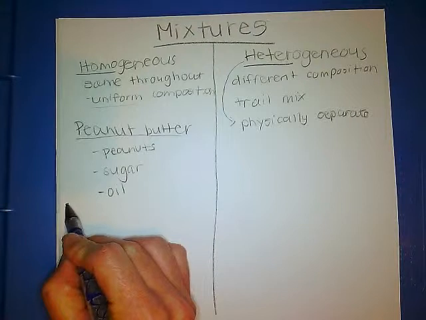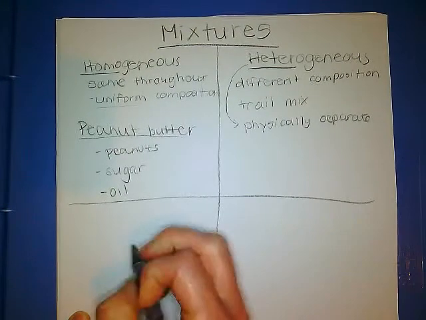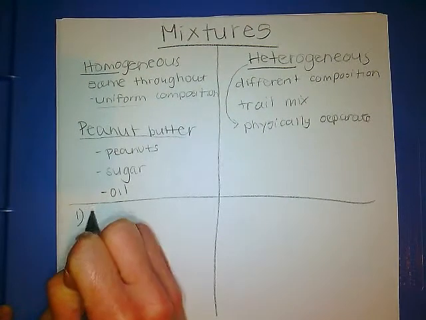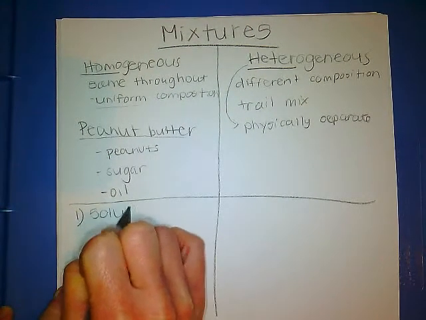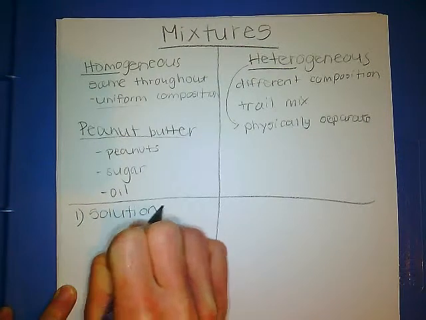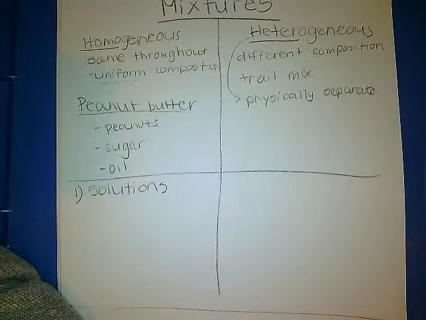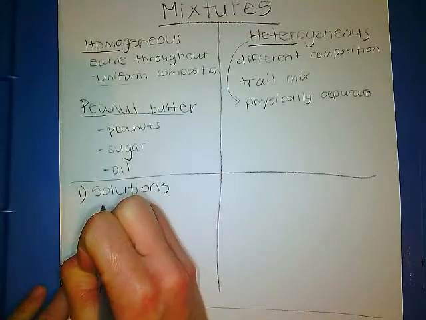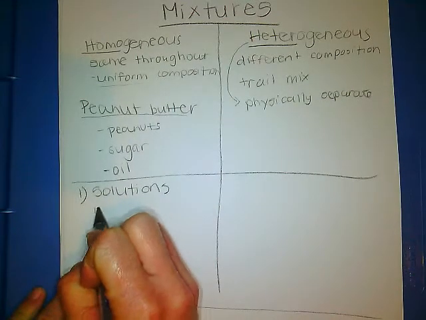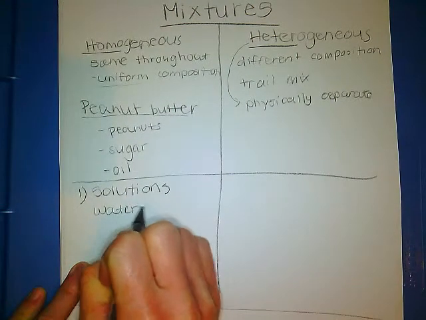One of the key things on homogeneous mixtures, and probably the one that you remember back in 8th grade science, are solutions. Solutions are types of homogeneous mixtures. And solutions are where you have one substance, usually 90% of the time, we're going to call it water.